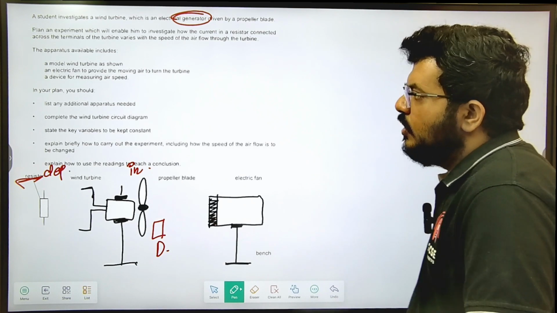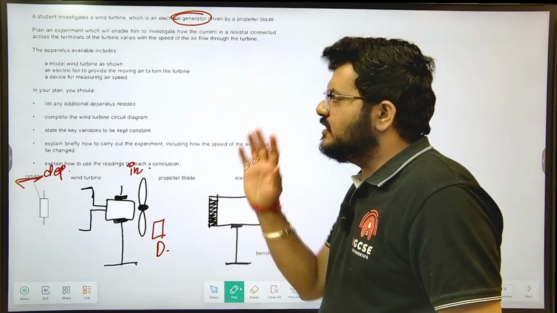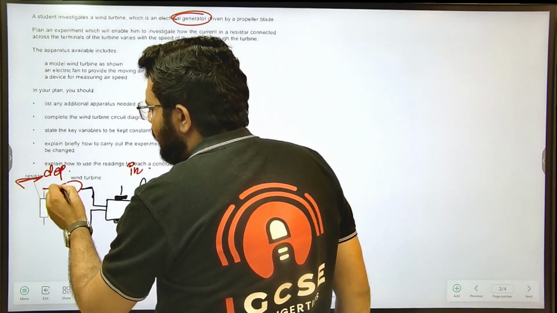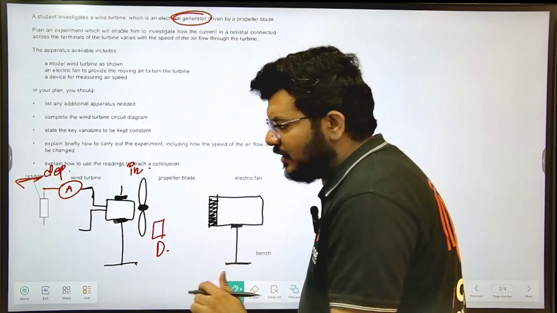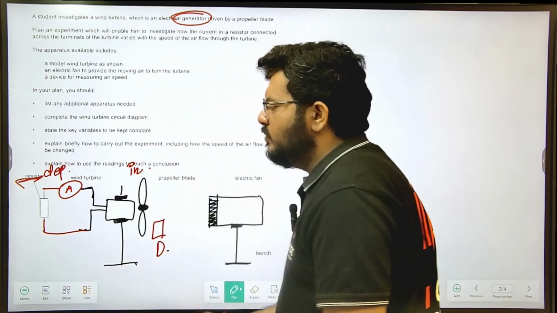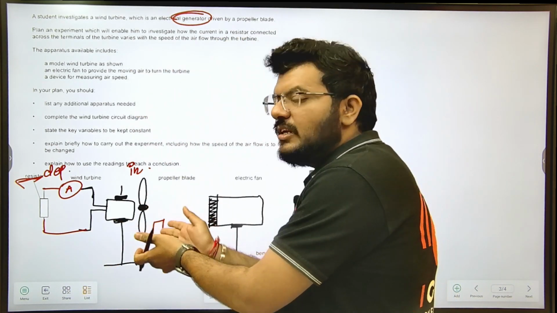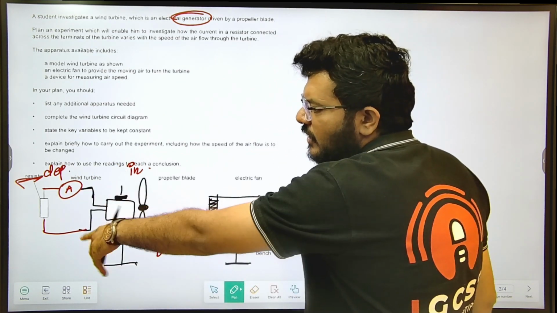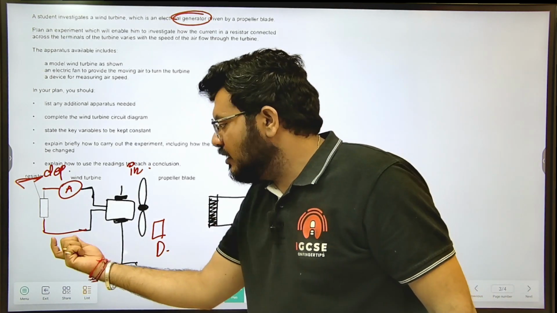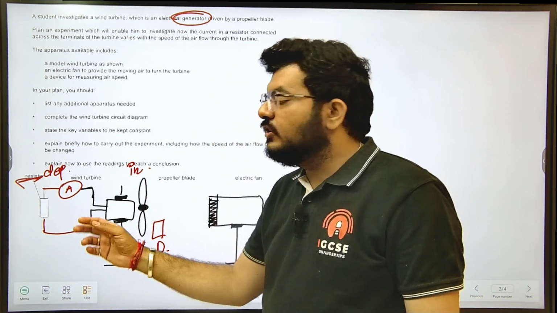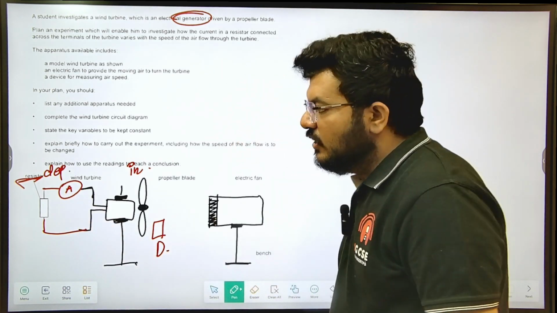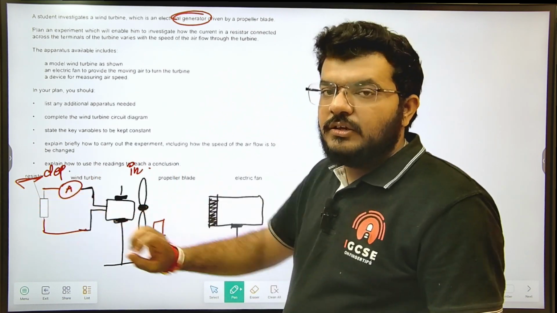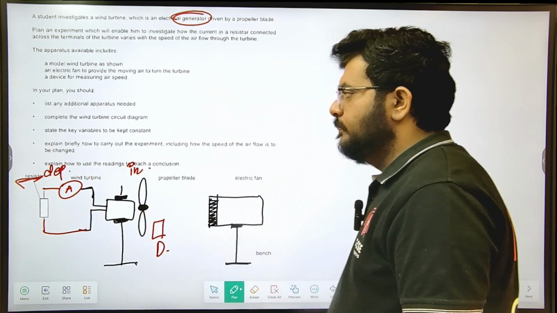In your plan you should list any extra apparatus needed. Complete the circuit diagram. Let's complete it first. So I am attaching an ammeter, because I want to measure the current, and because this is a generator, I don't need a power supply, so this is my 1 mark as it is. Ammeter and directly connected. You can connect a variable resistor here to change the current. So for different resistors, if I want to measure this whole thing, then you can do that. Now it has come to my mind, but let's discuss.